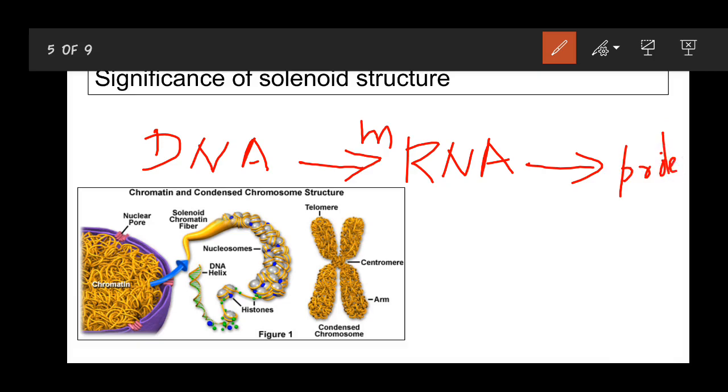This two-step process, transcription followed by translation, is called the central dogma of molecular biology. In this central dogma, the main function of the DNA, as we have studied in lower classes, is that the nucleus, or the DNA or the genetic material inside the cell, is the controlling unit, the one which controls a cell.